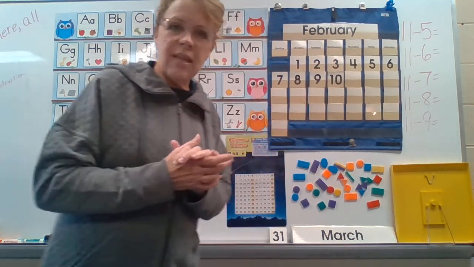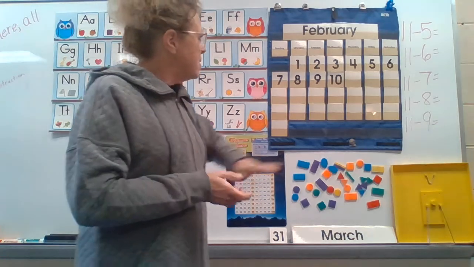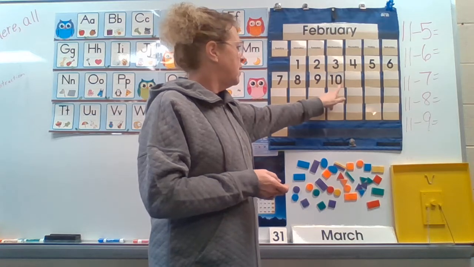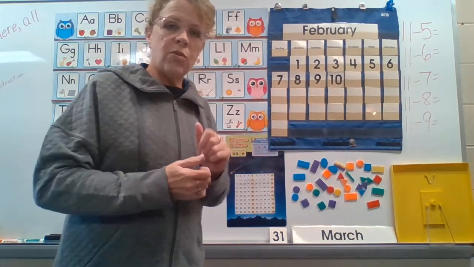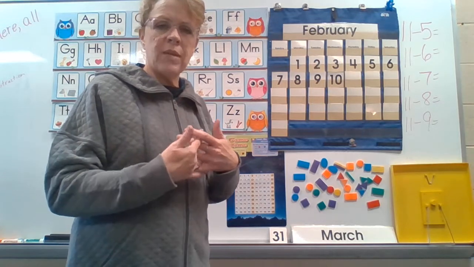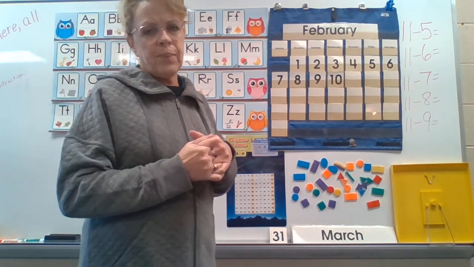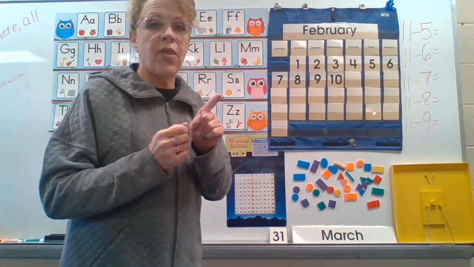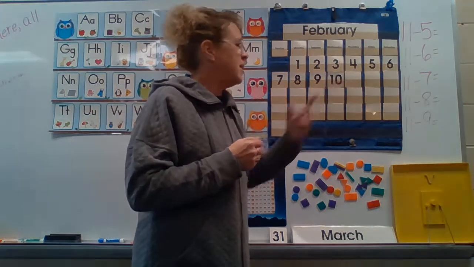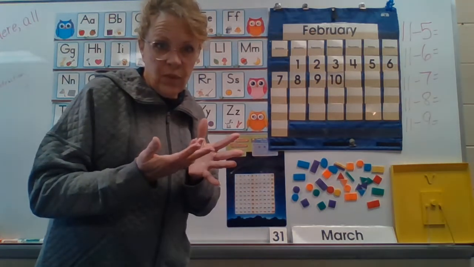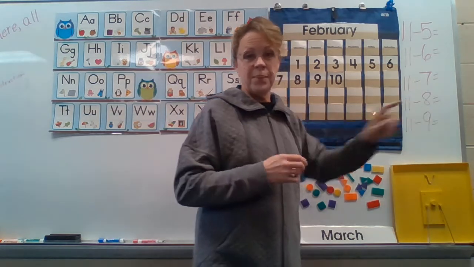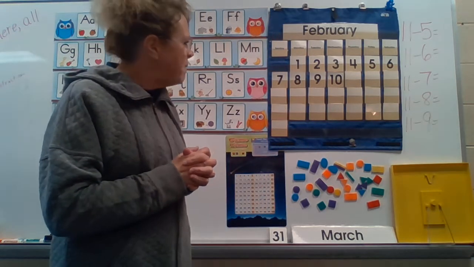So let's see if we can say the date today. Today is Wednesday, February 10th, 2021. What day of the week will tomorrow be? What comes after Wednesday? It's the one that starts with TH. Thursday. What number would you expect to see there? It's the number we've been working with this week with our subtraction problems. 11. Tomorrow will be the 11th.